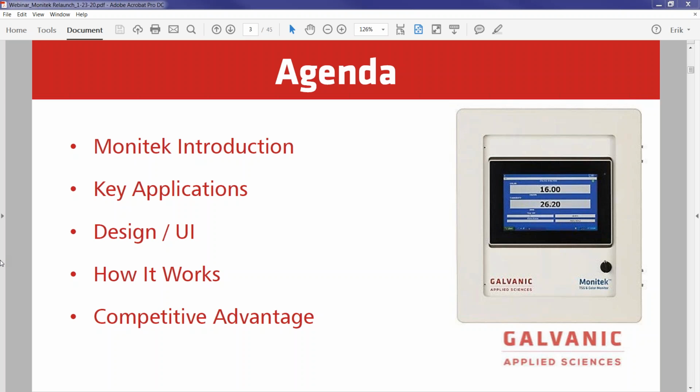Okay? So without further ado, what we're going to do today is give you an introduction to the Monitek. We're going to talk about key applications, the design and user interface, how it works, and the competitive advantages.